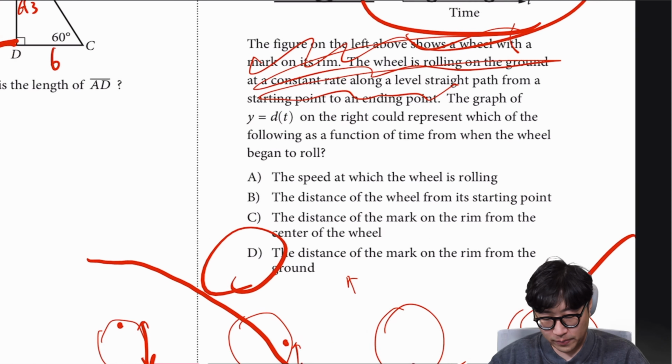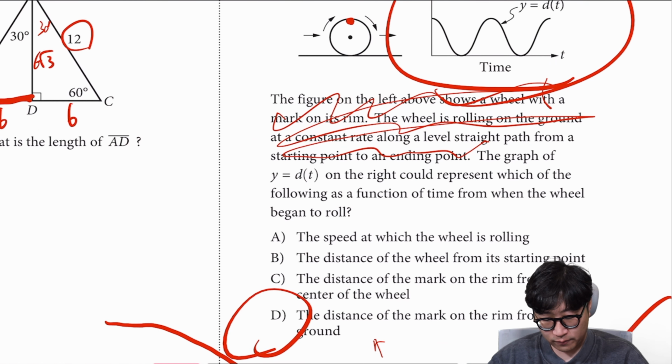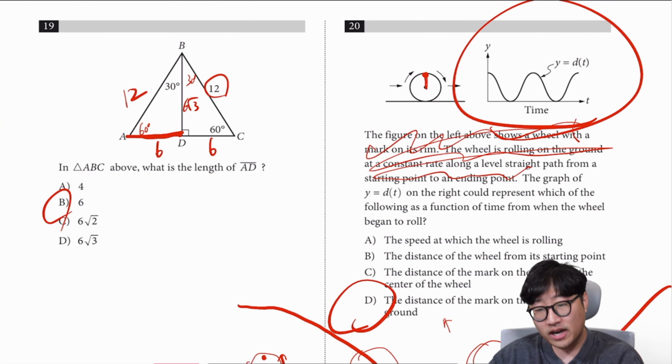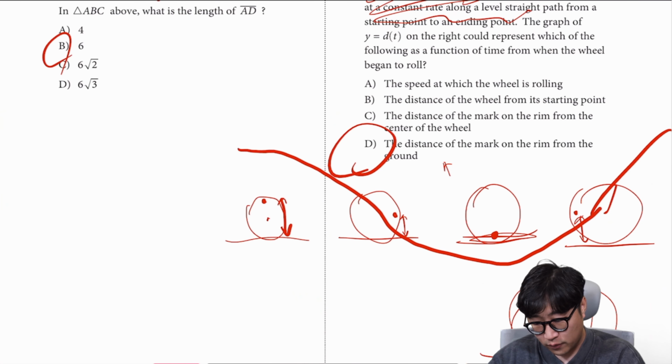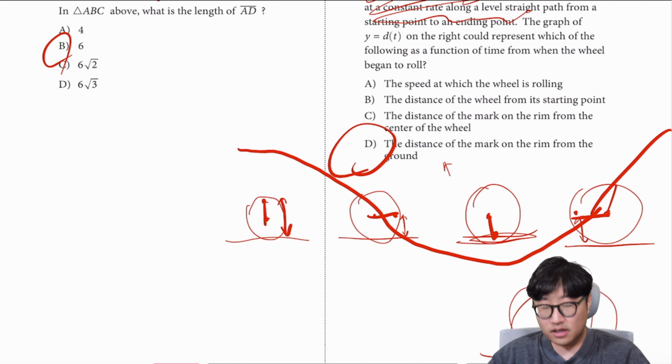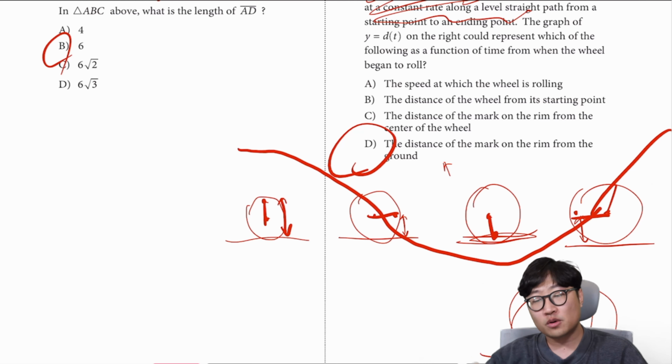The other ones are all wrong because if you look at C, the distance of the mark on the rim from the center, that's called the radius. I don't care where you are. If you look at it from the center, it's the same distance no matter what. The distance from the center to the mark never changes no matter how many times it's rolling. So that's not true.